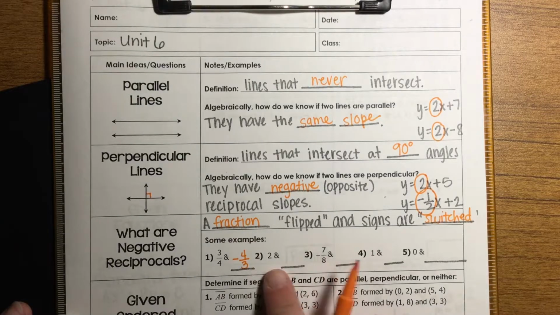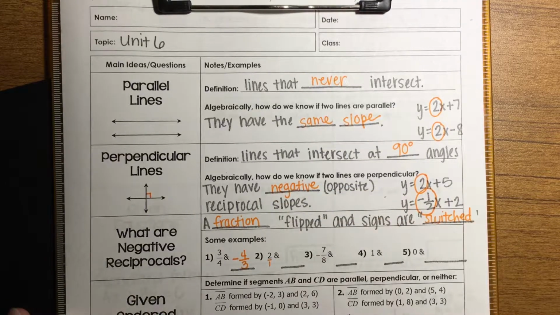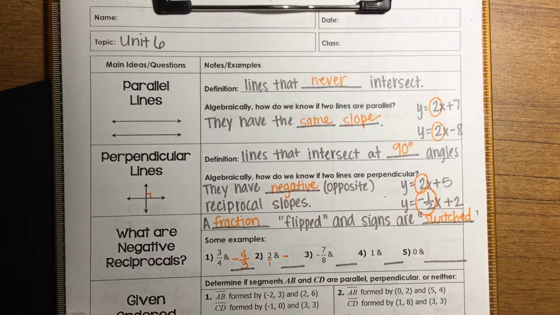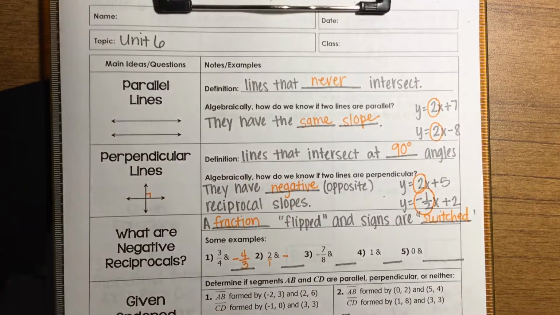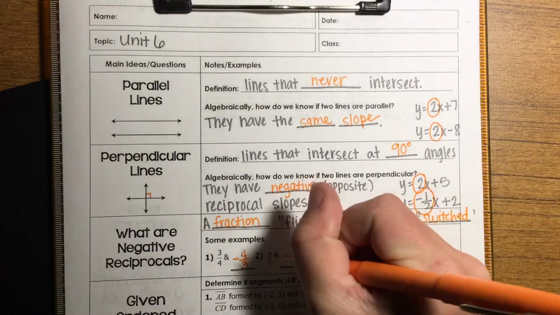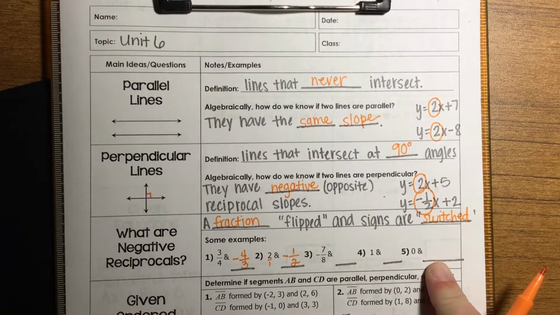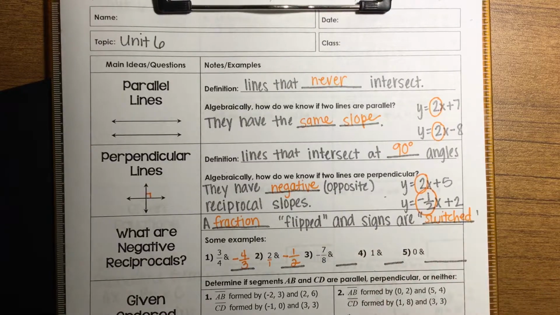Now look at number 2. I have 2, which I know is over 1, because I can always divide something by 1 and it won't change. I have a positive here, so it becomes negative. I take my 2 over 1 and switch it, which gives me 1 over 2. You can finish examples 3, 4, and 5. You can check the teacher's journals to make sure you get these 3 correct.